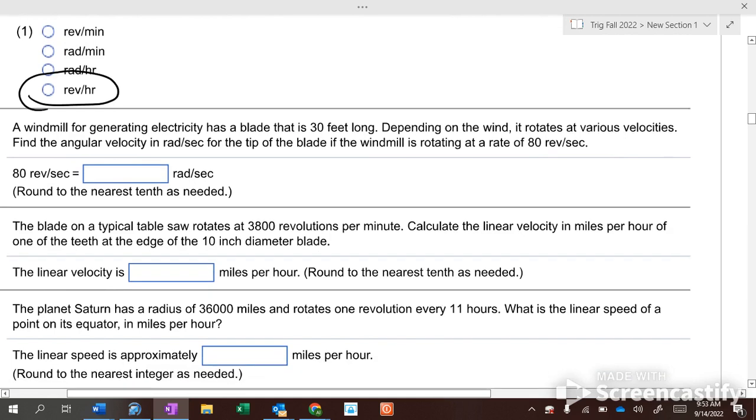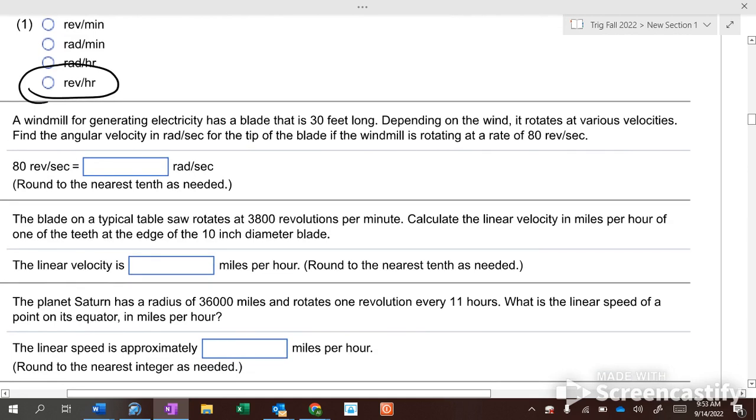Okay. A windmill for generating electricity has a blade 30 feet long. Depending on the wind, it rotates at various velocities. Find the angular velocity in radians per second if the tip of the blade is rotating at 80 revolutions per second. 80 revolutions per 1 second times how many radians are in a revolution? 2 pi radians in 1 revolution. Revolutions cancel. Now we're at radians per second. 80 times 2 pi. 80 times 2 is 160. 160 times pi. About 500.